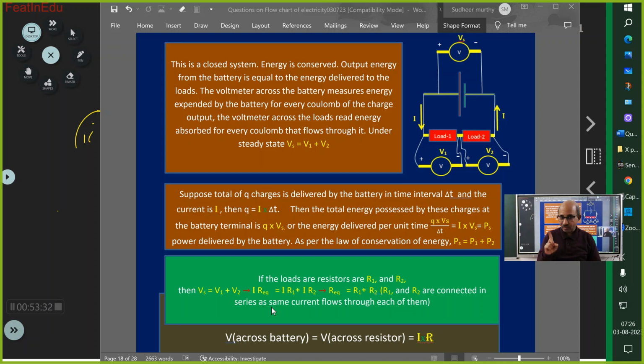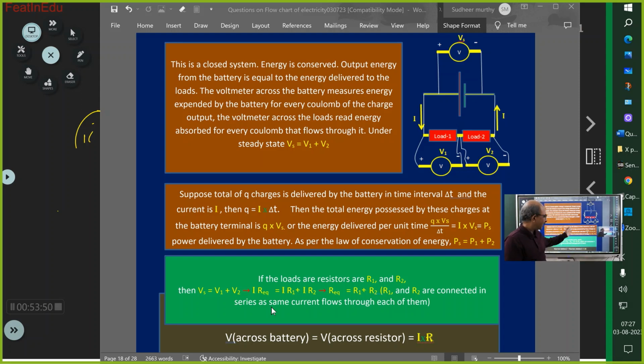This definition is important because I am going to tell you some other combination of loads. When the same current is flowing through both the loads, then they are said to be connected in series, one after the other.